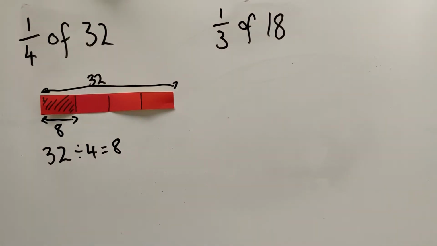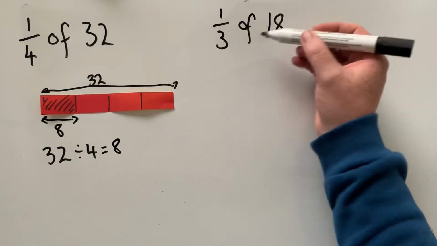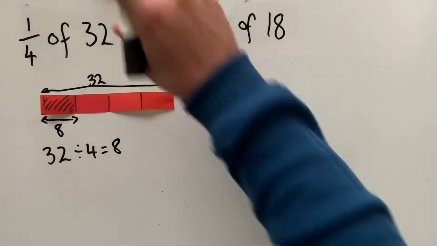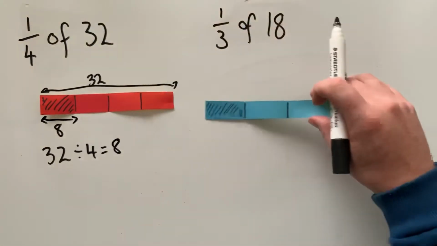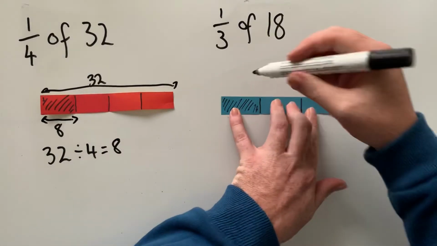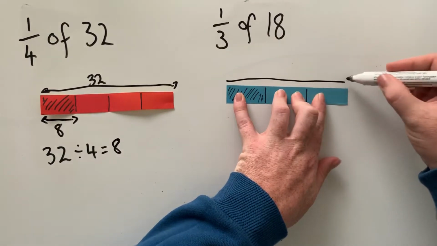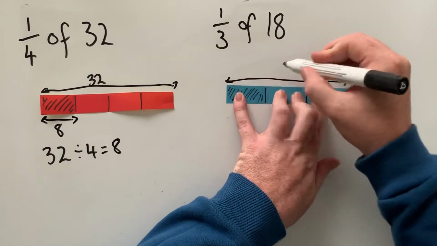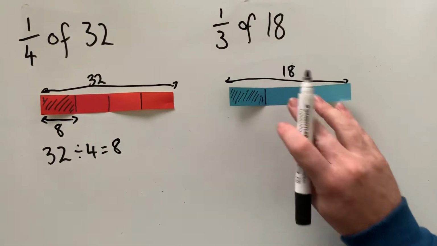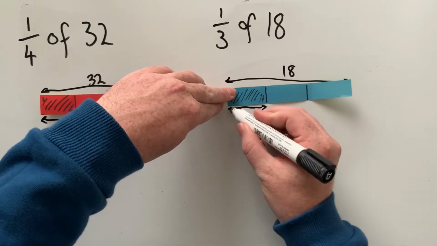Now looking at this one over here, 1/3 of 18. Again, 18 is our total and we need to share it equally into 3 parts because 3 is our denominator. And in the end, we're finding out how much will fit into one of those parts. So our total is 18. And we're finding out how much is in one of those equal parts.